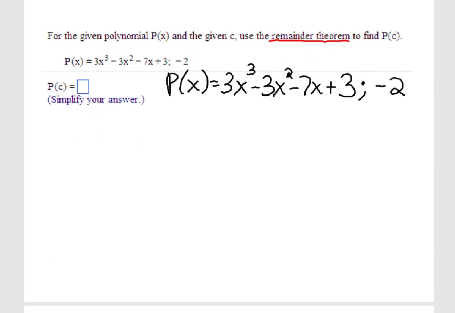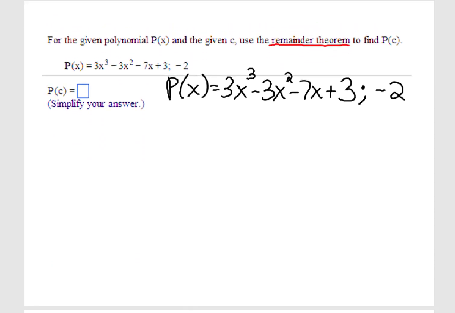Let's try this again. So they give me p of x equals 3x cubed minus 3x squared minus 7x plus 3. And then they give us a value of -2. Now, could I just take that number and plug it into my calculator into this function? Absolutely. That's a great way to check it. So I would definitely check it that way, just in case my math went wonky anywhere.